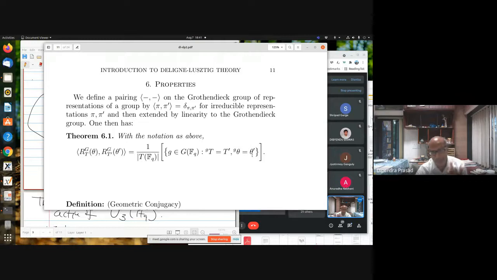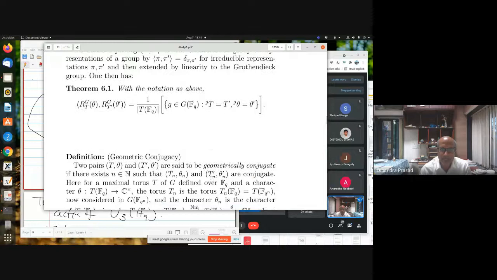Okay, so there is another notion which comes up in the subject, and it can be a bit confusing. So here there is this conjugacy by G(F_q).